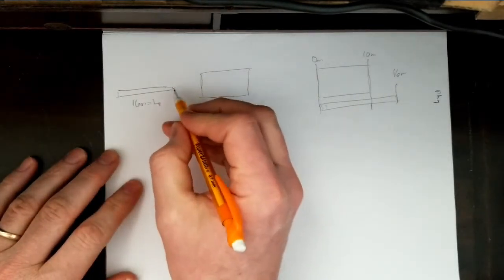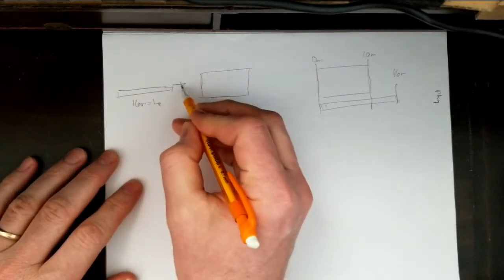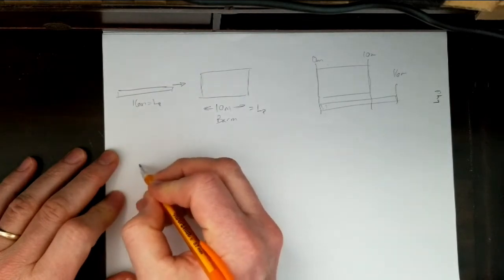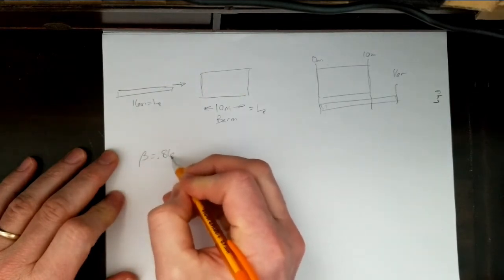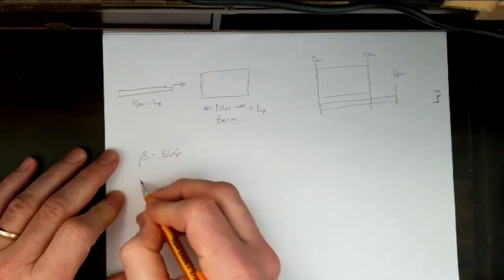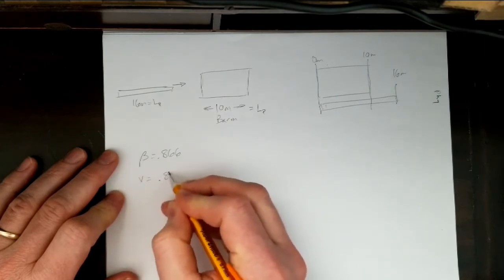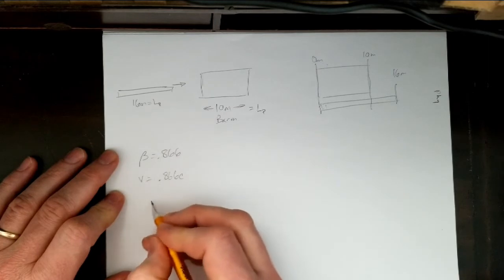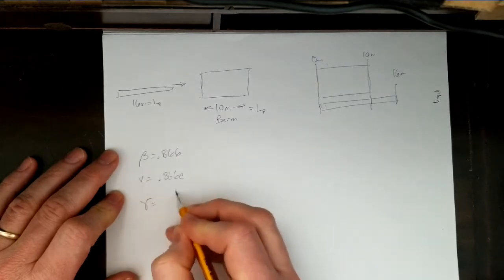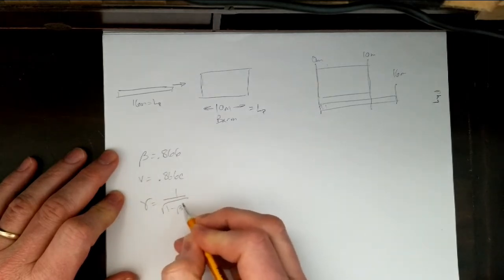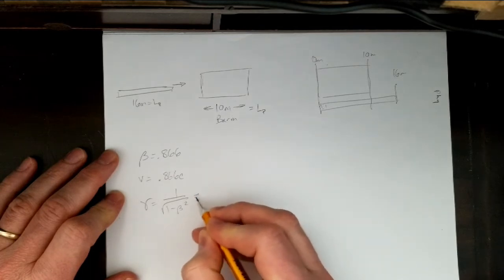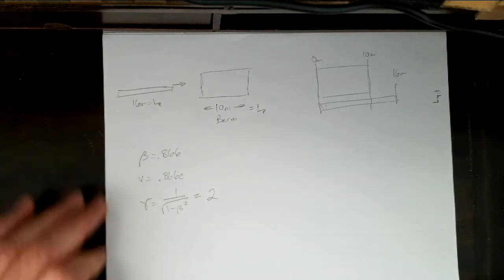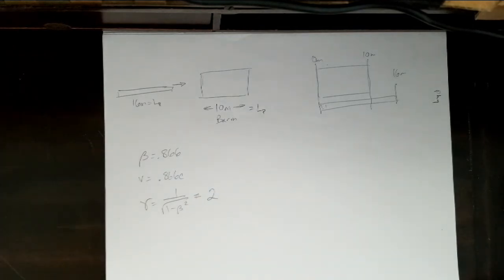So if instead this pole is moving at 0.8, so beta is 0.866. That means that the speed of the pole is 0.866 times the speed of light. And if you work through the math there, gamma is 1 over the square root of 1 minus beta squared, and we end up with something that is around 2. And just please make sure that you can get that.